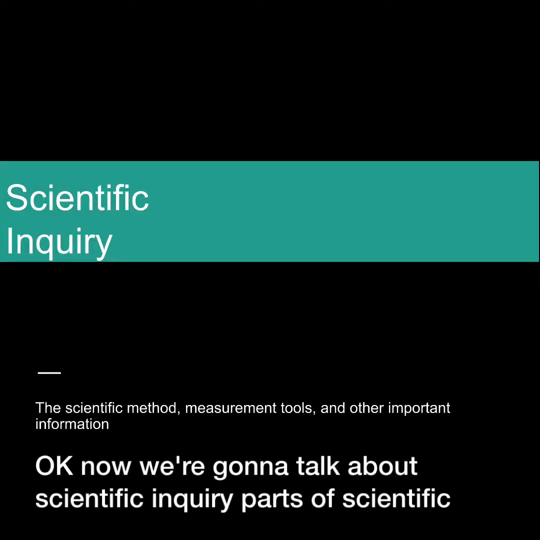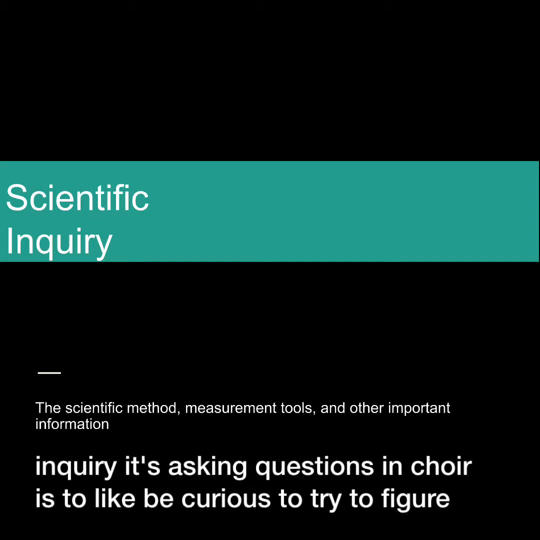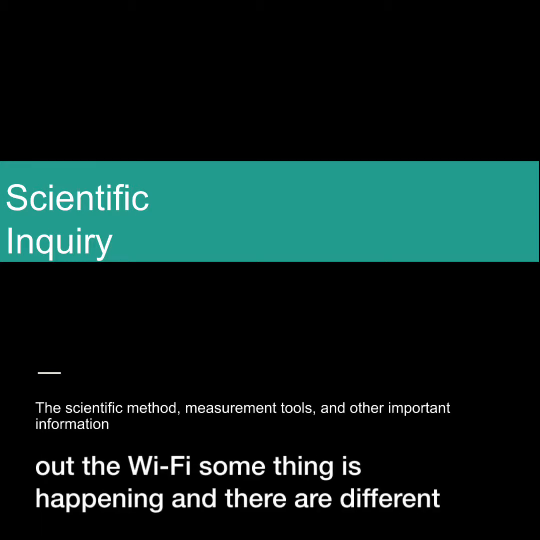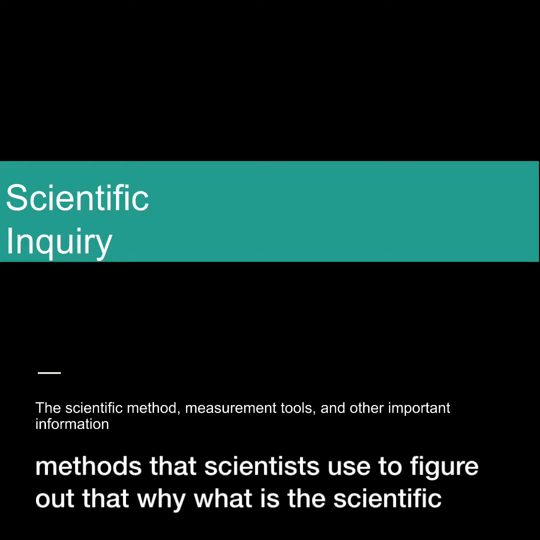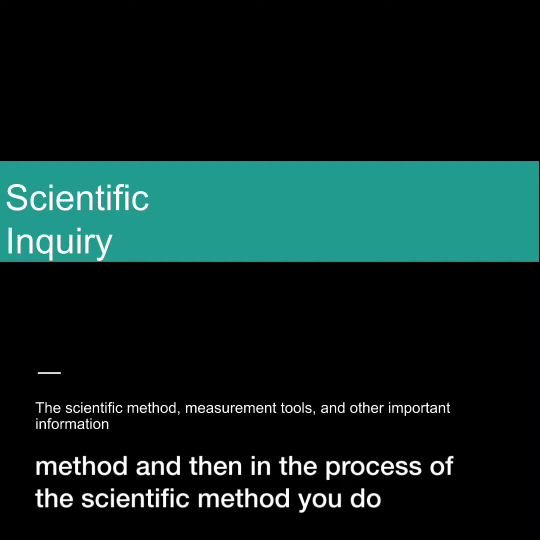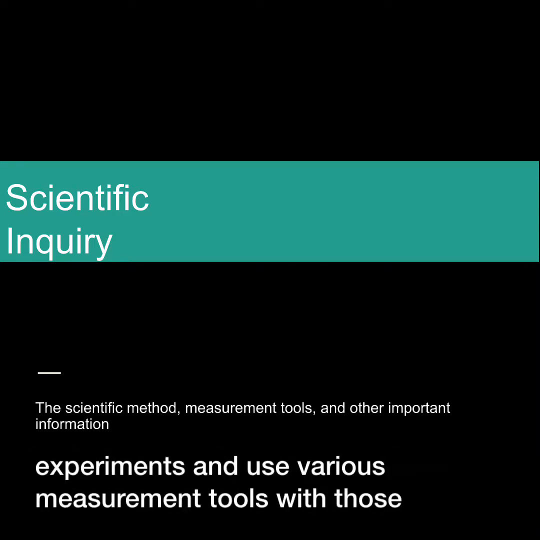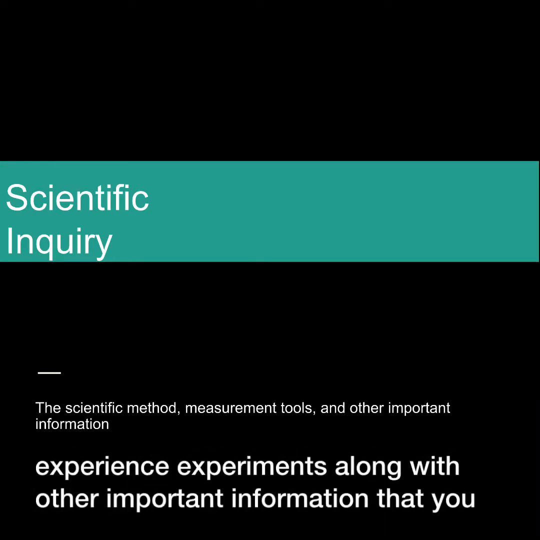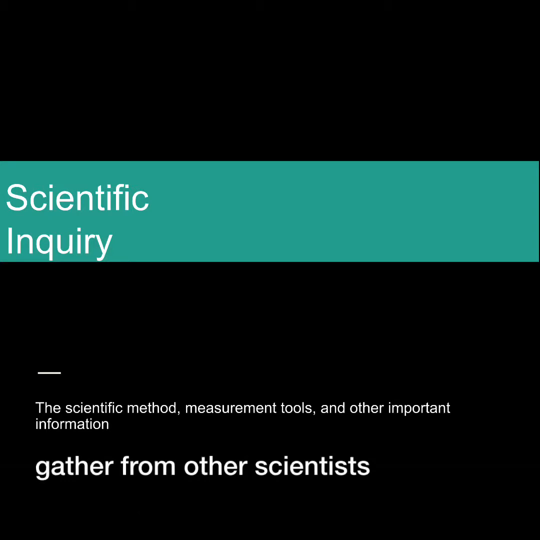Okay, now we're going to talk about scientific inquiry. Parts of scientific inquiry, it's asking questions. Inquire is to be curious, to try to figure out the why something is happening. And there are different methods that scientists use to figure out that why. One is the scientific method, and then in the process of the scientific method, you do experiments and use various measurement tools with those experiments, along with other important information that you gather from other scientists.